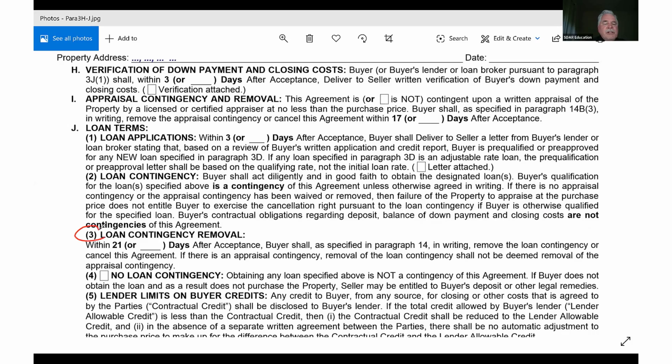Okay. Loan contingency removal. So now again, what I said earlier, remember up here, my appraisal contingency is in 17 days, but my loan contingency is in 21, unless you modify it. And the reason that we had that is because we went to the lenders when we created this form and we said, how would you like these forms to look?